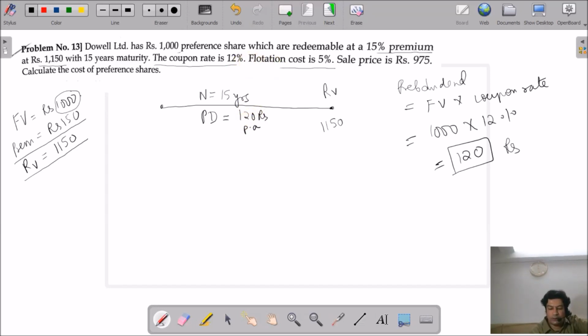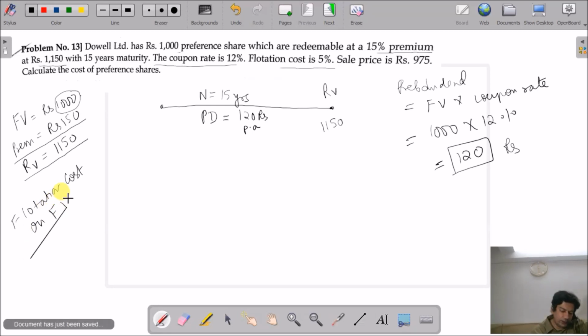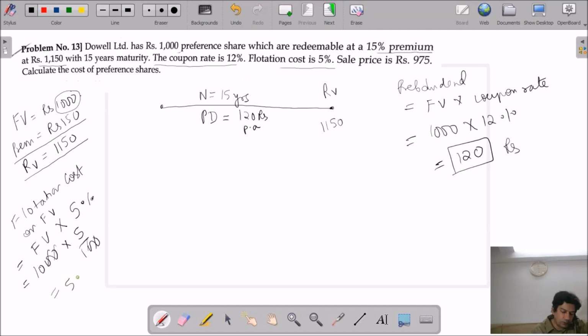Now flotation cost is 5%. So I will be calculating the flotation cost on face value, and you have to give a note to that extent. So flotation cost we are going to calculate on the face value. So the face value into the flotation cost percentage, which is 5%. So face value is 1000 into 5 by 100. So I will get a flotation cost of rupees 50.